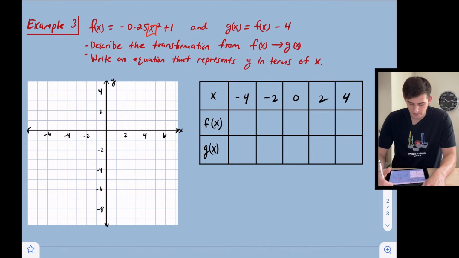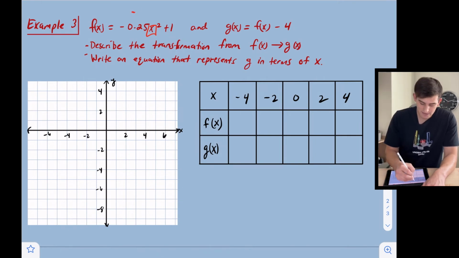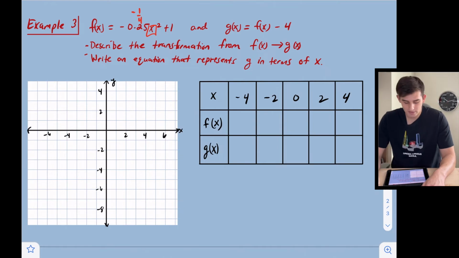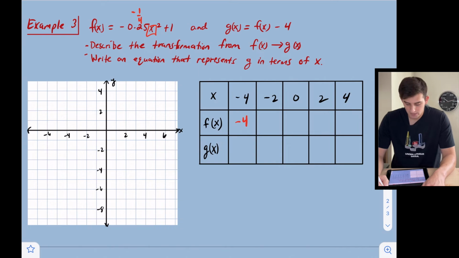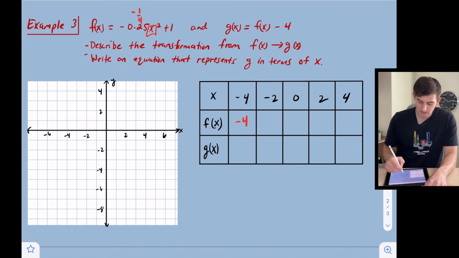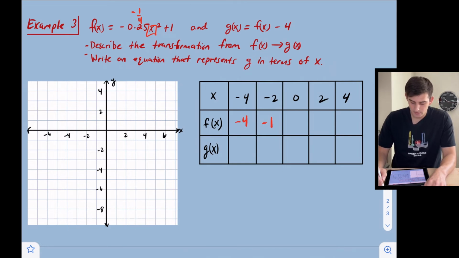So negative 4 squared, and we get 16. Now remember, this is like negative 1/4. So 16 times negative 1/4, and we get negative 4. Plug in negative 2. Negative 2 squared is 4. 4 times negative 1/4 would be negative 1. And then we do 0 squared, 0. And then these are symmetrical, so negative 1 and negative 4.